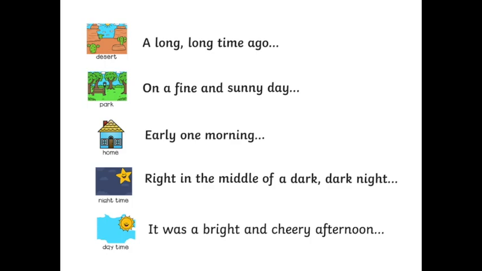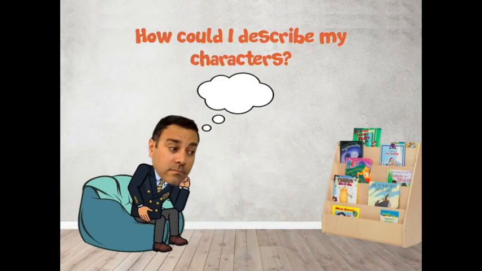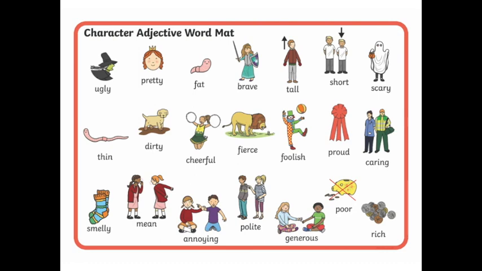So, once I've decided on a good opening sentence, how could I describe my characters? Let's have a think. Now remember, what kind of characters are you going to have in your story? Let's take a look at some words. Now, some characters are good, some characters are evil, aren't they, in stories? There's good guys and bad guys in most stories. People that are helpful and kind, and sometimes you get people that are mean and wicked. So here are some words that you could use for different types of characters.